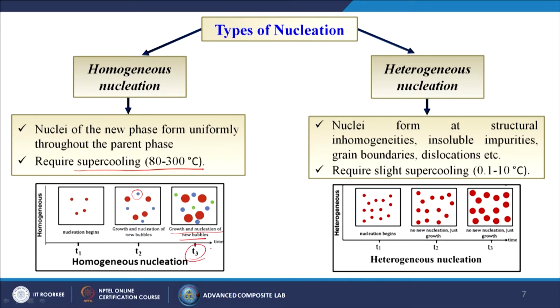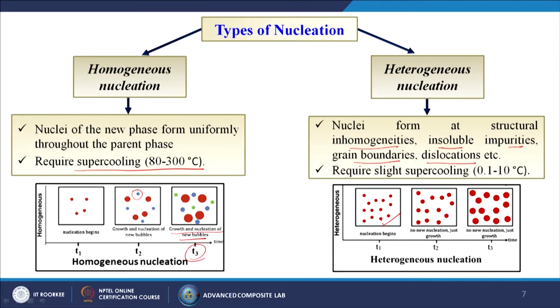And when we are talking about heterogeneous, heterogeneous means nuclei from structural inhomogeneities, insoluble impurities, grain boundaries and dislocations, which require slight supercooling, 0.1 to 10 degree centigrade. So, in this particular case, once nucleation has started, no new nucleation will be there in future. Only the growth will be taking place of that existing nucleation. So, no new nucleations, just growth is taking place, and at the higher time also the same thing is happening.